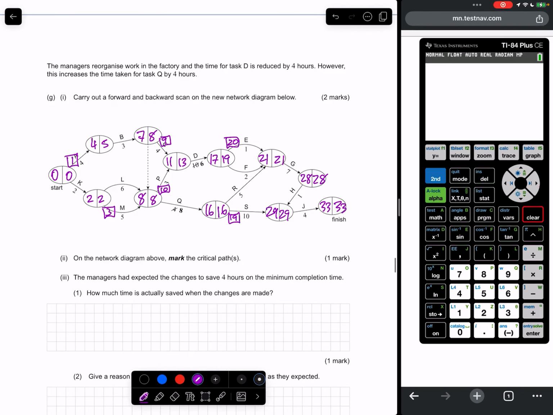What's the critical path? K, L, Q, R, G, H, J.